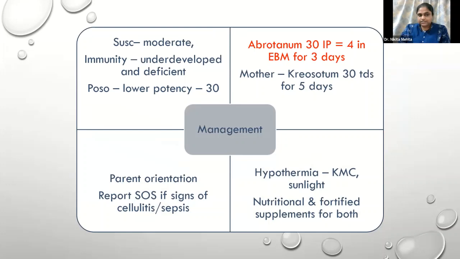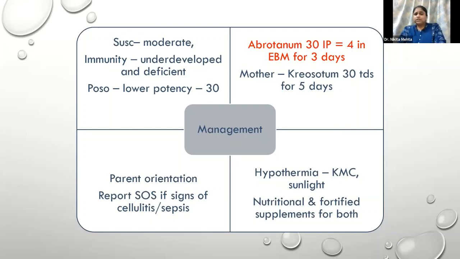Susceptibility is moderate in this case. Immunity is yet underdeveloped and deficient, also because of the malnutrition of the mother. So a lower potency was selected. Ebrotinum 30, 1 powder four times a day, was given dissolved in EBM for 3 days. And the mother was given Creosote 30 TDS for 5 days.